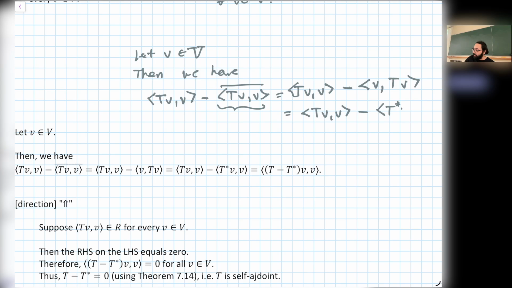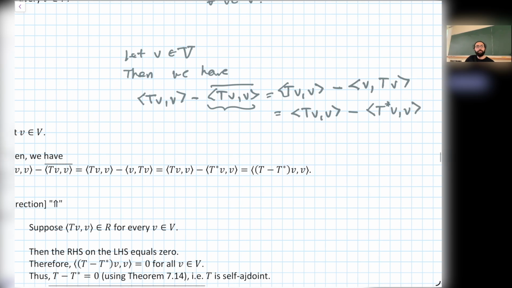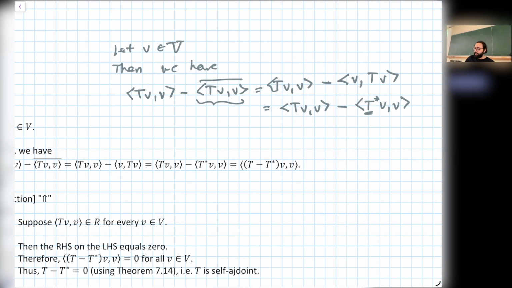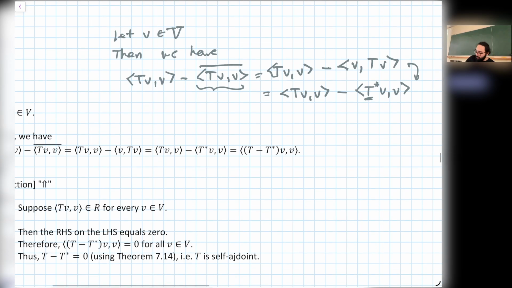definition of the... not the dual. What is T star called? I forget. The adjoint. Okay, good. So what have I done from this step to this step? Just used the definition of the adjoint. Done nothing. Okay, good. This is fine.